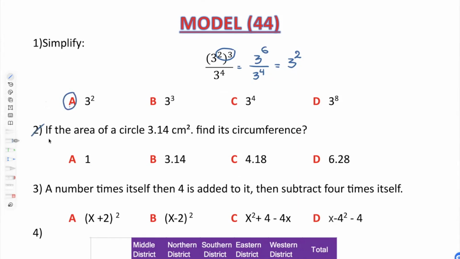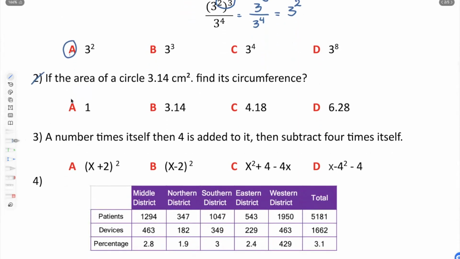Let's move to question 2. If the area of the circle is 3.14 centimeters squared, find its circumference. As we said before, pi equals 3.14, so we can say that the area of the circle equals pi. To find the radius of this circle, as I told you before, just take the square root of the number at the front of pi. So it's root 1. So the radius length is 1.